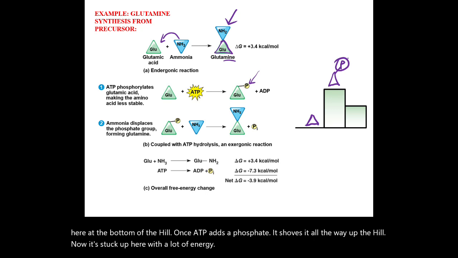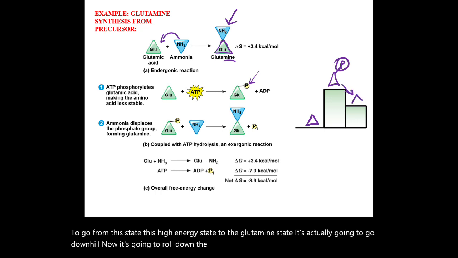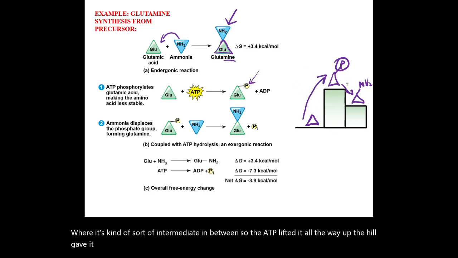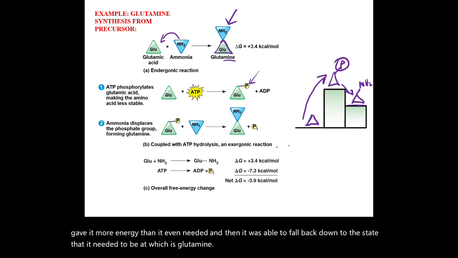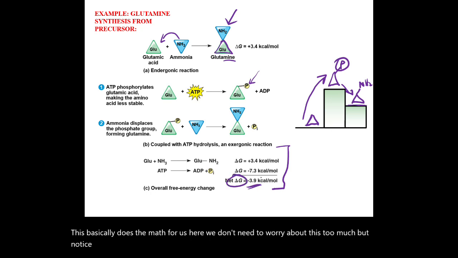To go from this high energy state to the glutamine state, it's actually going to go downhill now. It's going to roll down the hill to this state right here, where it's kind of intermediate in between. So the ATP lifted it all the way up the hill, gave it more energy than it even needed, and then it was able to fall back down to the state that it needed to be at, which is glutamine. This basically does the math for us here. We don't need to worry about this too much, but notice that the delta G is negative, which means it's going to be spontaneous. In the end, it's going to be a downhill reaction.